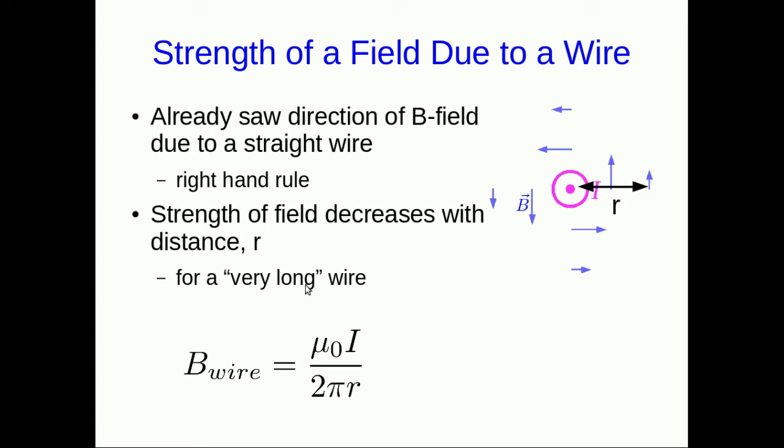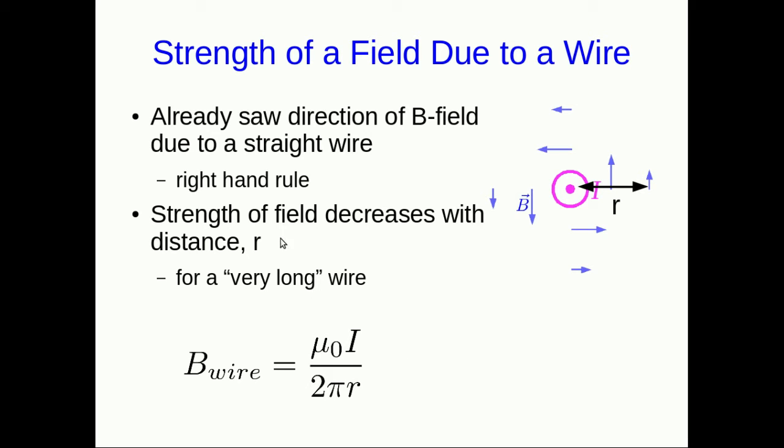For a very long wire, and really what that means is an infinite wire, but you can take it as being any wire that's long compared to the distance away from it that you're looking, the B field due to a wire is mu naught, I'll talk about that in a second, times I over 2 pi r. So that I is the current in the wire, and that r is the distance from the wire of the point where you're calculating the field.